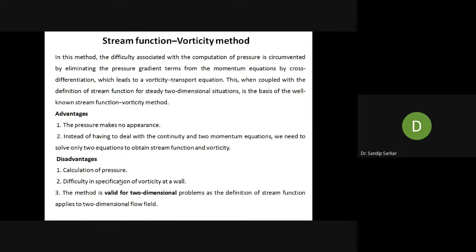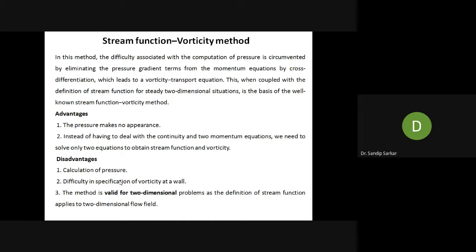Otherwise, for the three-dimensional problem, there is no existence of stream function. Stream function is valid for only the two-dimensional case. So since there is no existence of stream function for the three-dimensional case, we cannot apply the stream function vorticity method for the numerical solution of the Navier-Stokes equation. That is, this method is restricted to two-dimensional problems only.